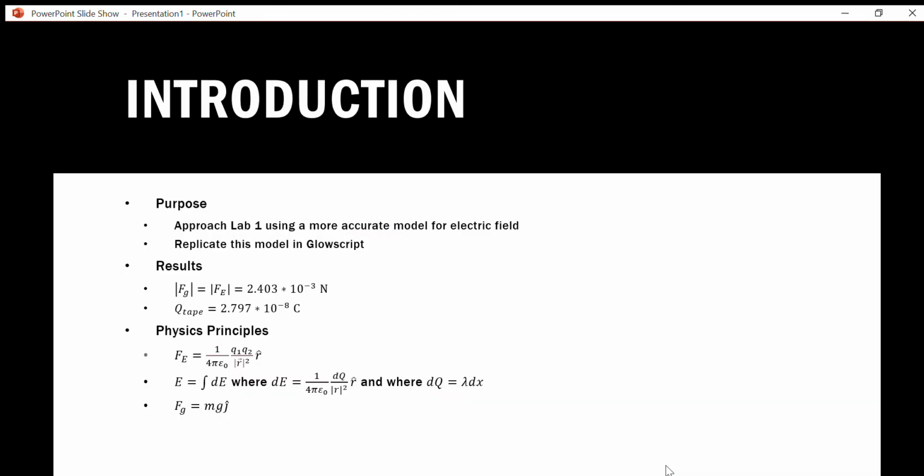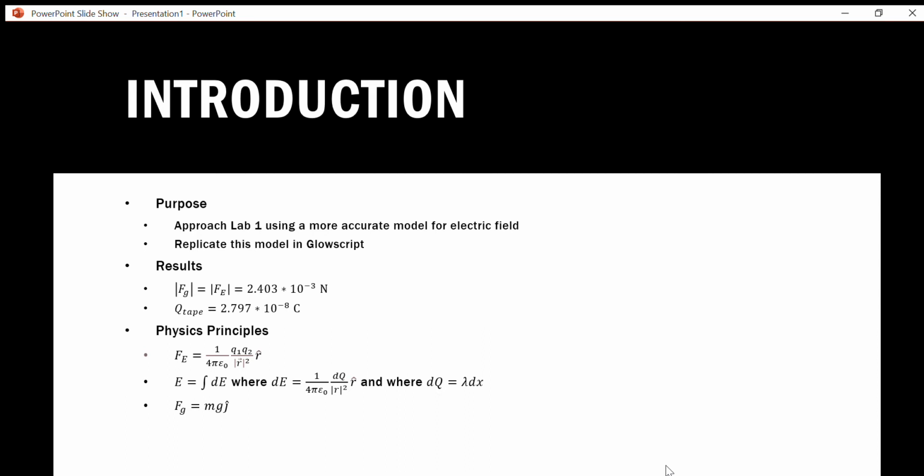And so the purpose of this lab is basically just to reapproach what we did in Lab 1 with the charge tapes, and we're going to use a more accurate model this time. So instead of treating the tapes as point charges, we're going to treat them as line charges that have the charge evenly distributed along the length of the tape. And then we're going to replicate this model in GlowScript.